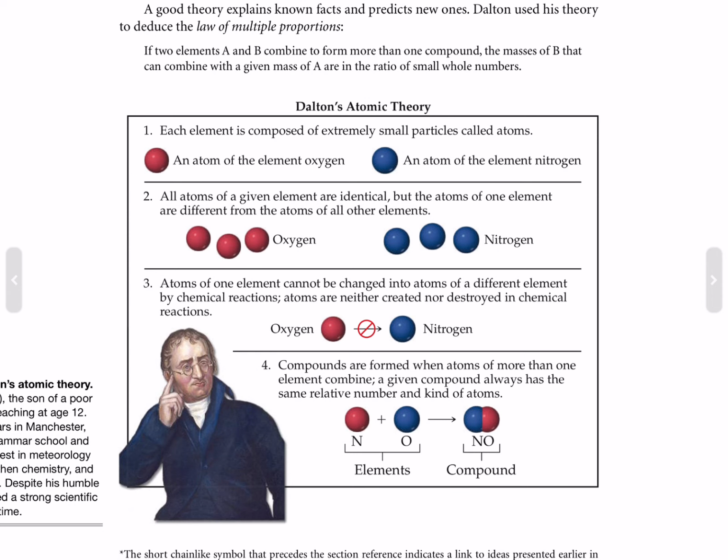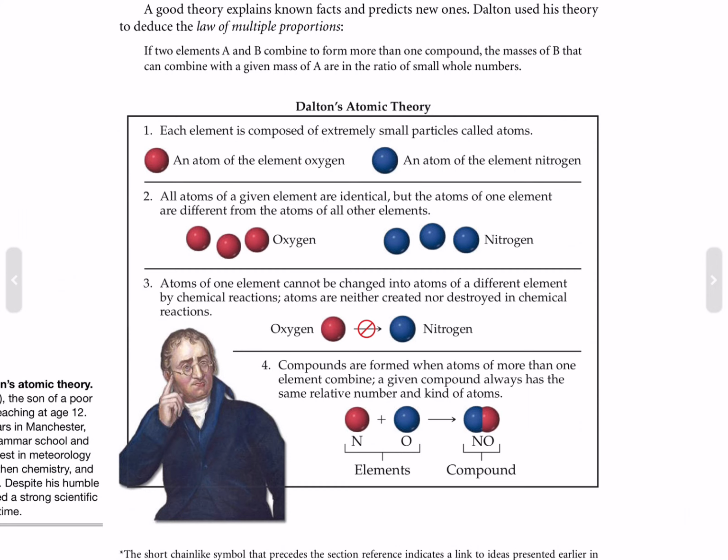Dalton's atomic theory. Number 1. Each element is composed of extremely small particles called atoms. An atom of the element oxygen, an atom of the element nitrogen. Number 2. All atoms of a given element are identical, but the atoms of one element are different from the atoms of all other elements. Atoms of oxygen, atoms of nitrogen.